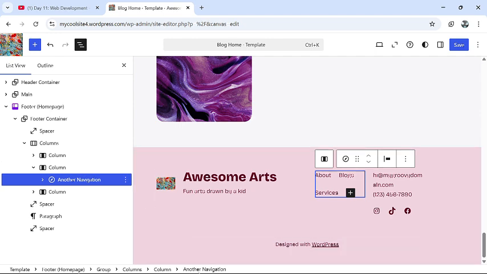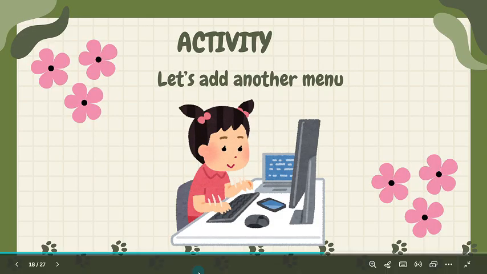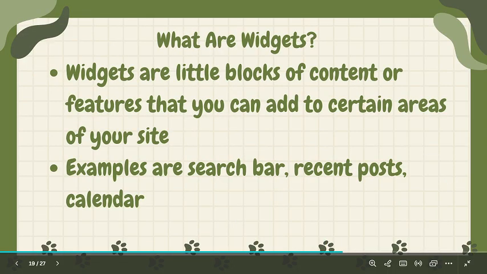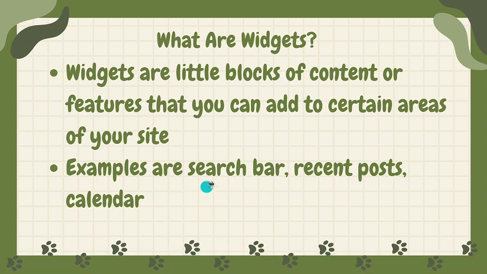So moving on to our slide. Now we're going to learn what widgets are. Widgets are little blocks of content or features that you can add to certain areas of your site. So they are basically things that you could just add, like features or content you could add to your site. So examples are search bar, that is the place where your audience or your visitors could just click and search for whatever is on your site. Then it could be a recent post or a calendar.